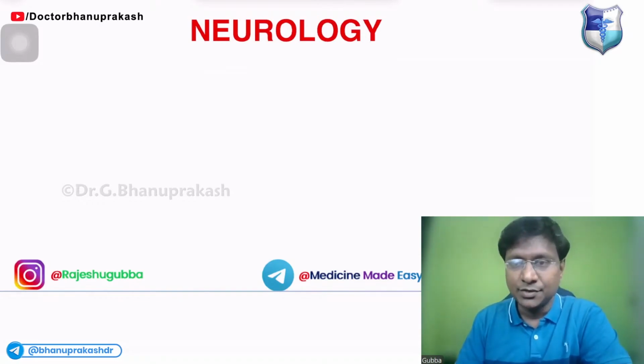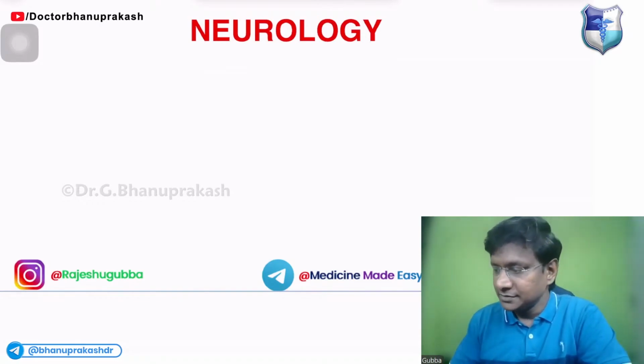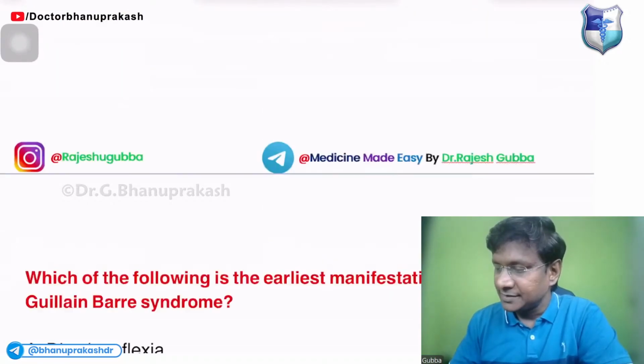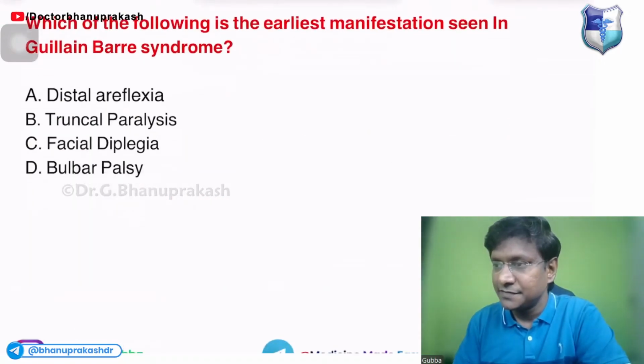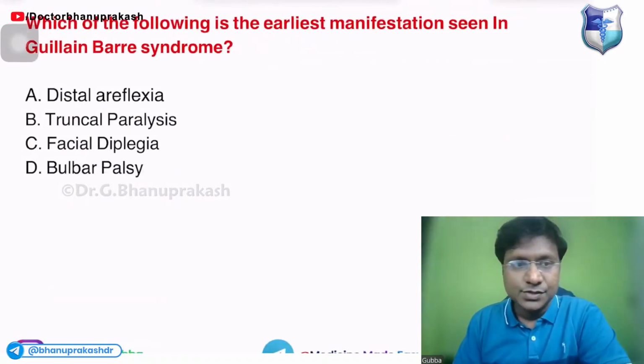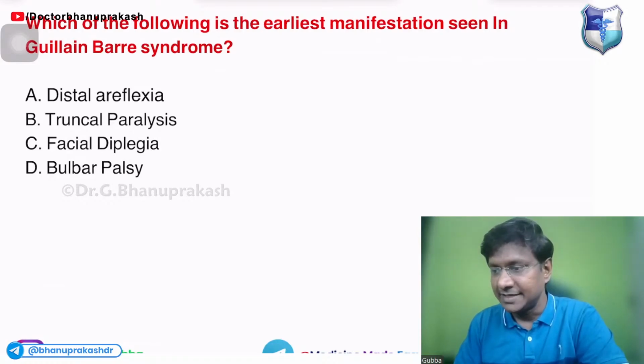So today will be neurology. If you take the first question, this is the first question for the day. Which of the following is the earliest manifestation seen in case of Guillain-Barre syndrome? Distal areflexia, truncal paralysis, facial diplegia, or bulbar palsy?